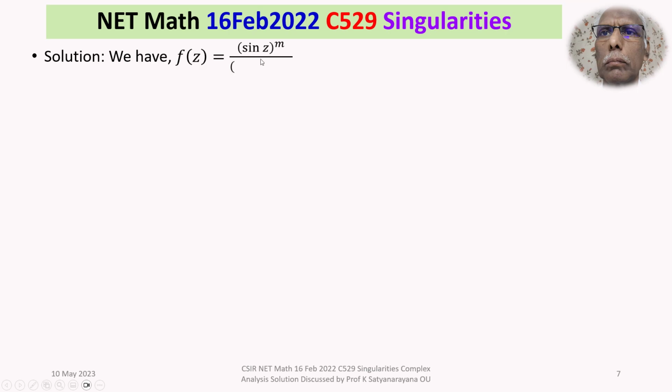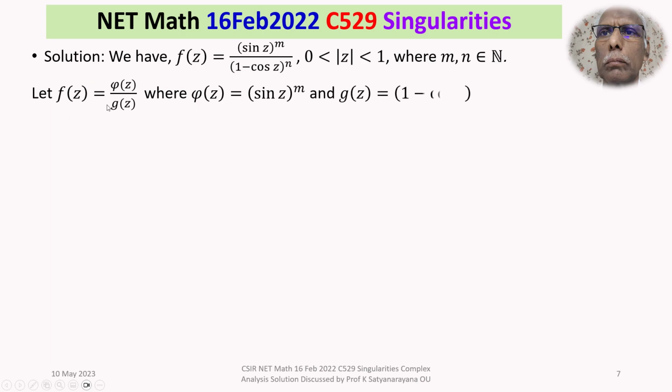Let's now discuss the solution of the problem in detail. We have f of z is equal to sin z to the power of m by 1 minus cos z to the power of n, where 0 less than mod z less than 1 and m and n are positive integers, that is, they belong to the set of natural numbers. Let f of z is equal to phi of z by g of z, where phi of z is the numerator, that is sin z to the power of m, and g of z is the denominator of the function f of z, that is 1 minus cos z to the power of n.